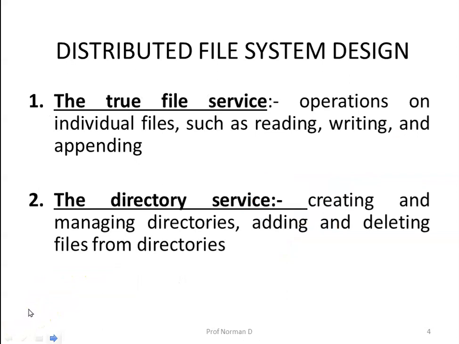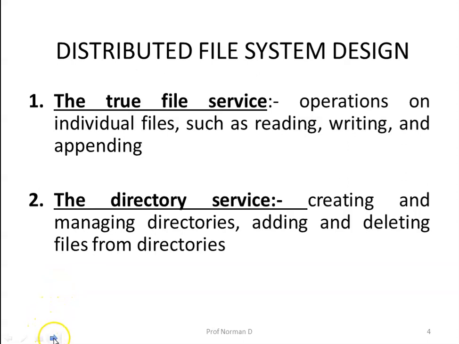Now, a distributed file system has two distinct components. The first is the true file service, and the second is the directory service. The true file service is concerned with operations on individual files, such as reading, writing, and appending, whereas the directory service deals with creating and managing directories, adding and deleting files from directories, and so on.